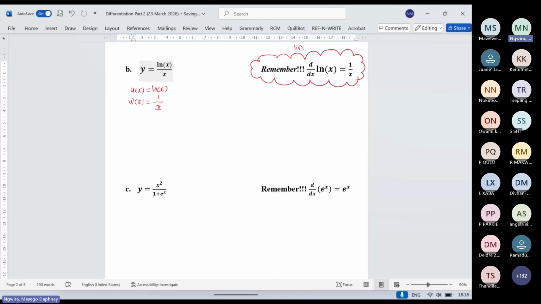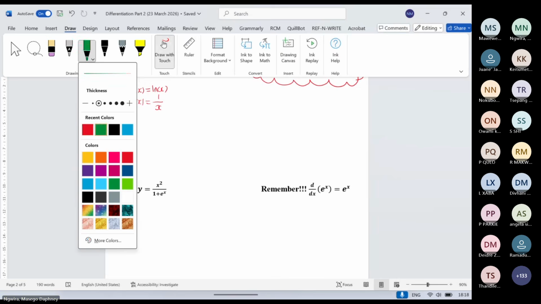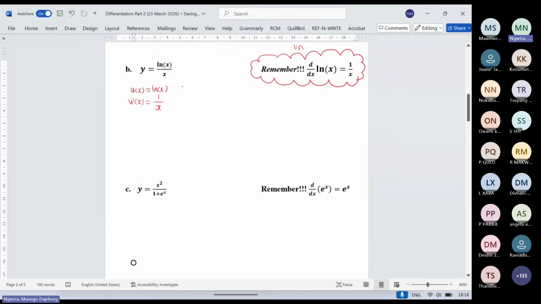And then now I'm going to differentiate. Now this one at the bottom, I'm going to call it v of x. So this will be v of x, which is going to be this denominator, which is x. And then now we differentiate this v. So the derivative of x is 1. The derivative of any variable is 1.